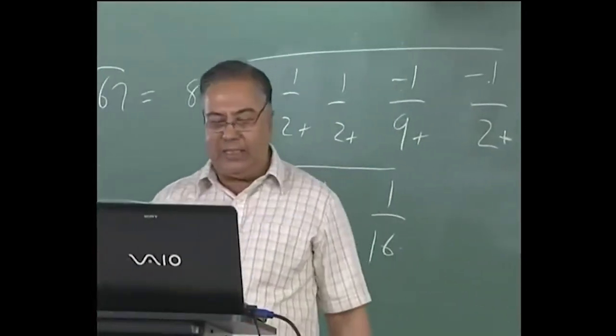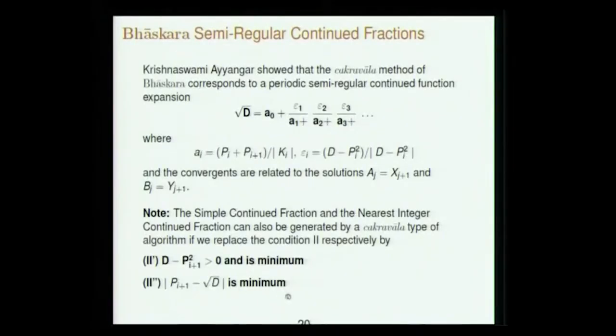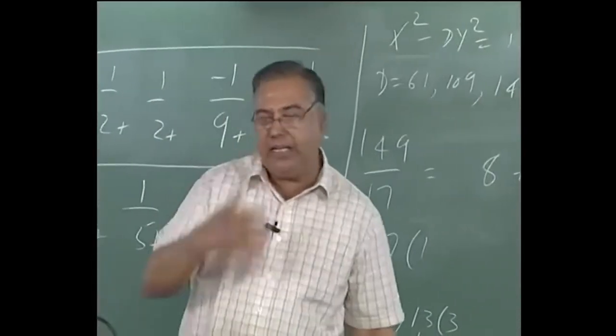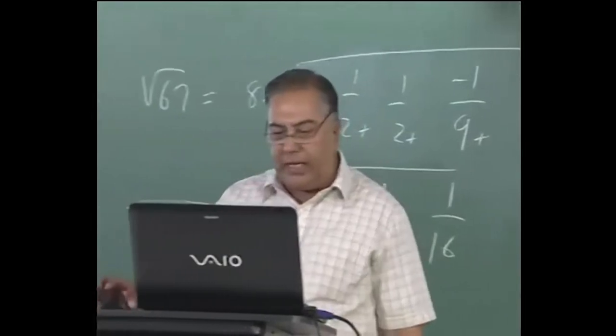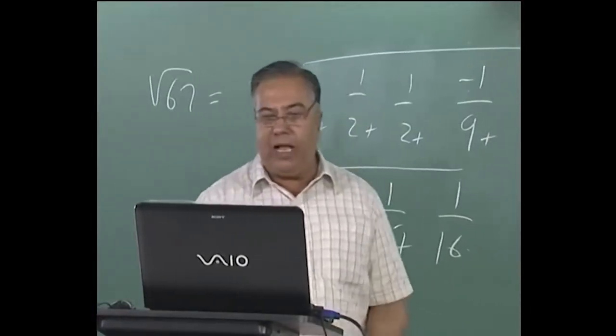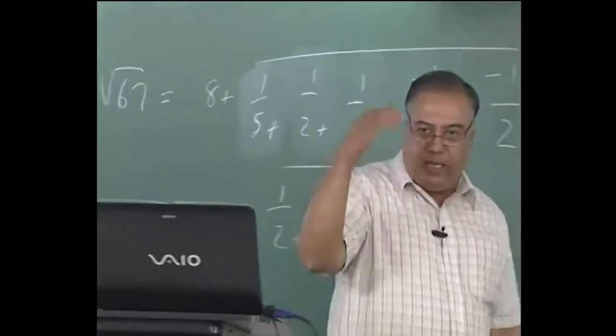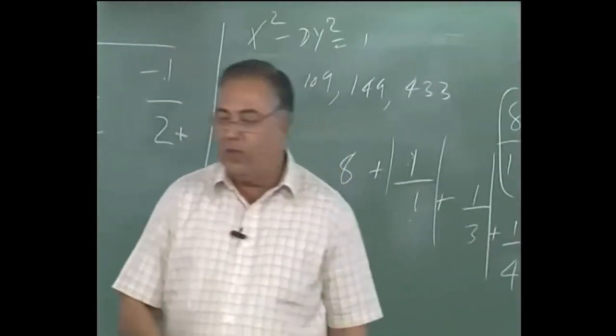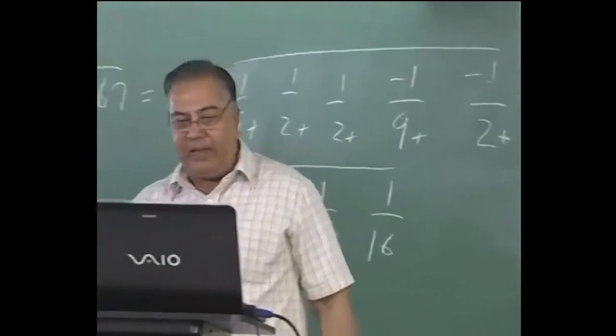And if you change it to another condition, pi plus 1 minus root d being minimum, you obtain what is called the nearest integer continued fraction. We will see it later in the context of Narayana, maybe if we have time. So, now I am doing the Chakravala algorithm to reproduce the Euler-Lagrange method. So, where is it differing?